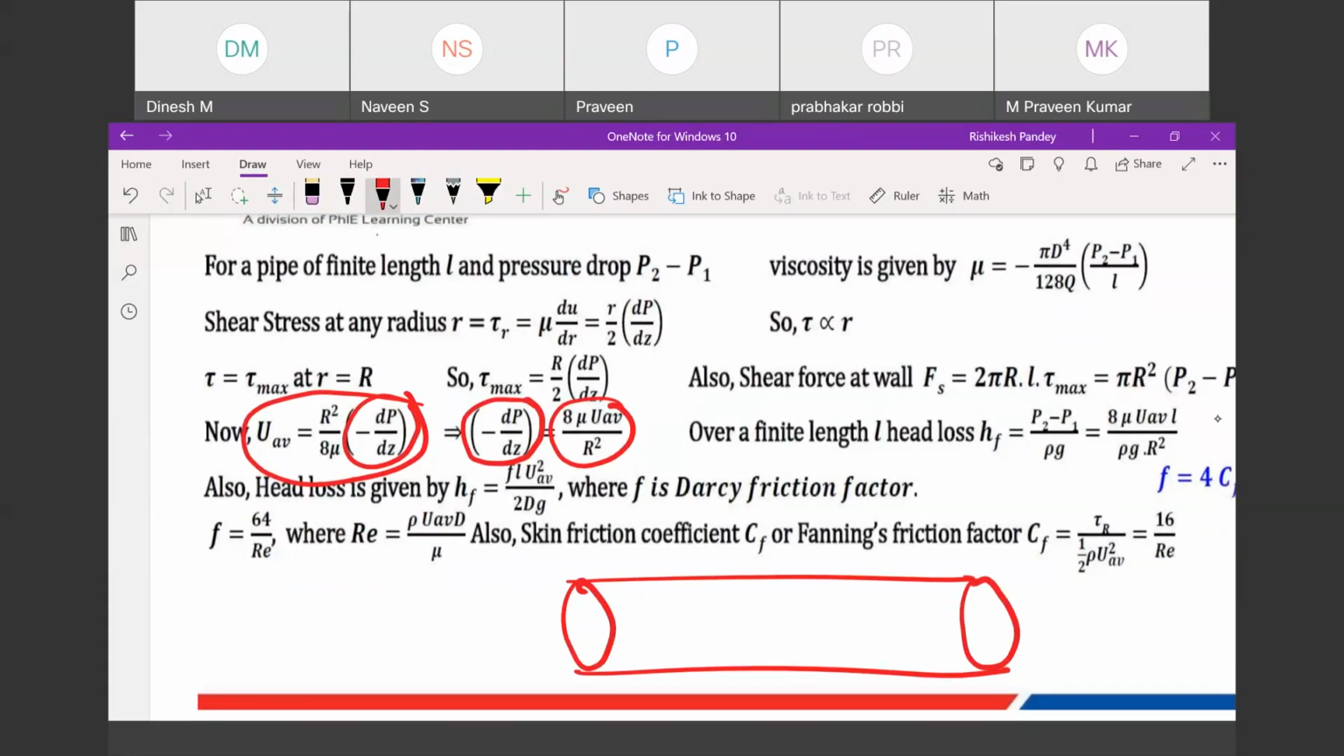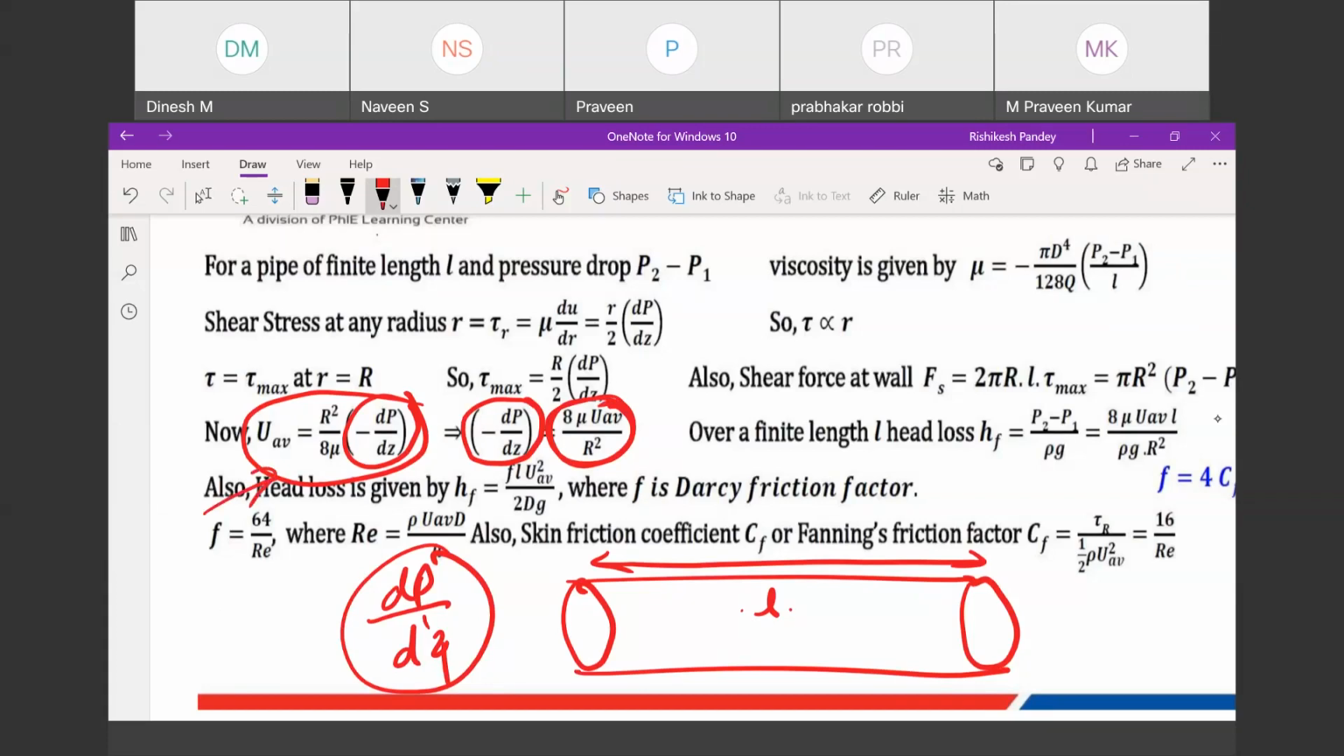Okay. So for this length, let's say this is my dz, or length L. For this length there is a pressure drop which is dP. So total drop is dP by dz for dz length. For the total length, it will be delta P by that length L. This represents the pressure gradient in this length, which is this equation. So if they ask you what is the pressure gradient for this length, you can just rearrange this U average equation and you can get the equation for pressure gradient.